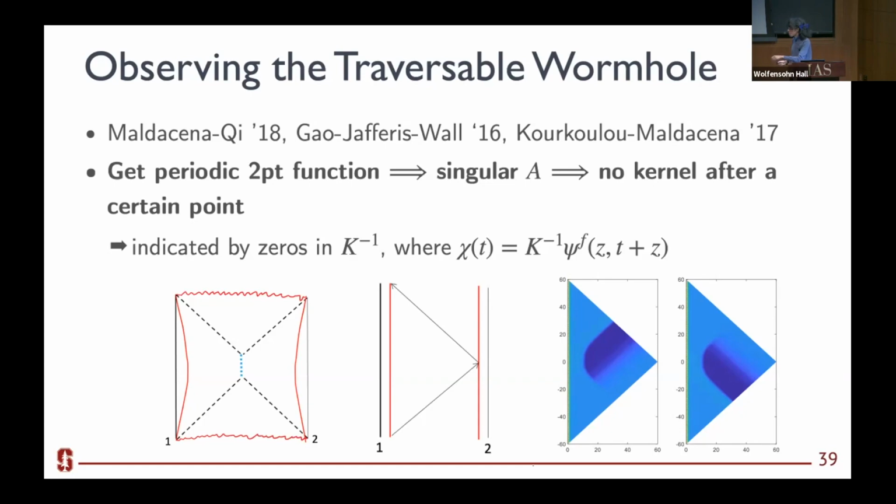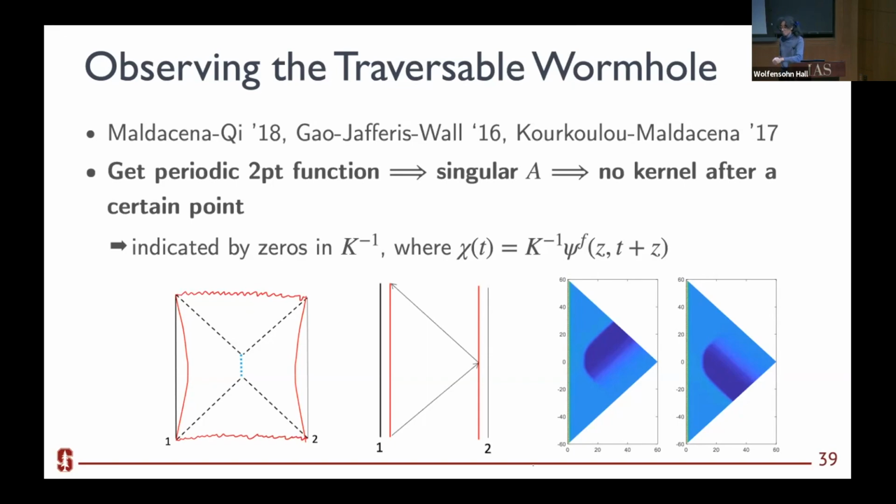How about in the leftmost picture? What does that region correspond to? You can reconstruct the whole, not the whole thing. So this region corresponds to the fact that if you have a traversable wormhole, you're going to get that singular matrix. Actually, you should stop right there. Oh, okay.